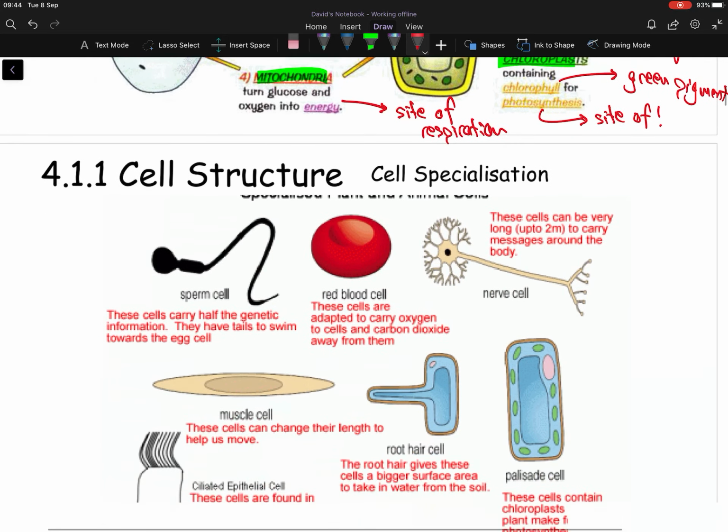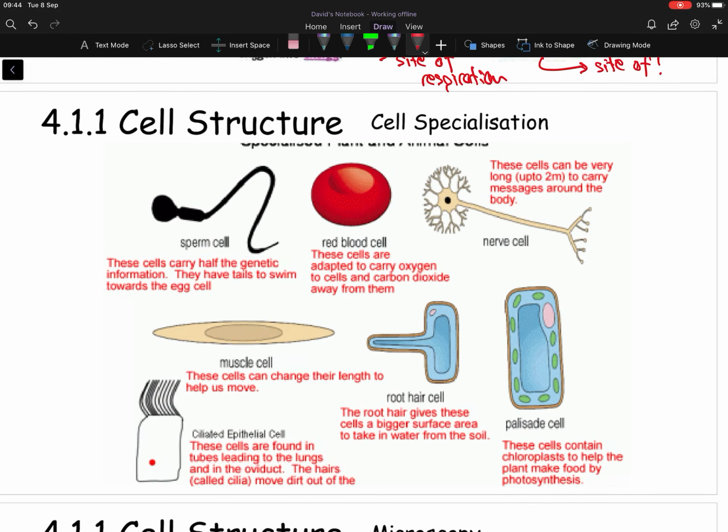Then if we have a look at what we call cell specialization. Cell specialization is when the structure of a cell relates to its specific function.